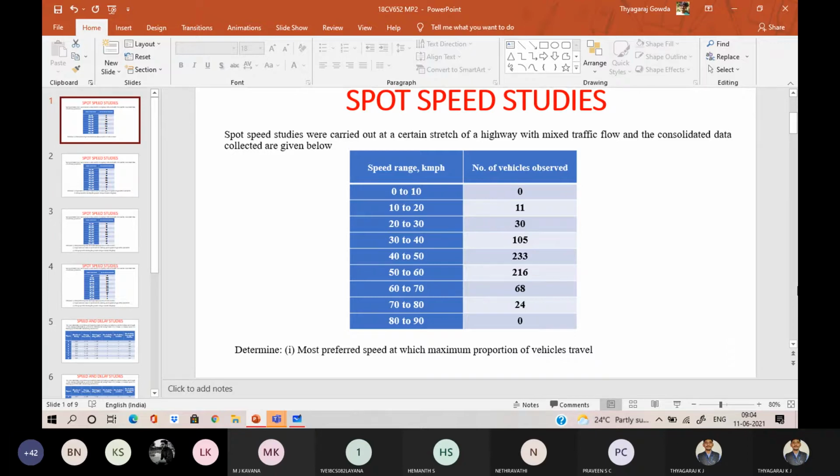They have given the speed range, that is 0 to 10 kmph, how many vehicles are moving, then 10 to 20 kmph, how many vehicles are moving, then 20 to 30 kmph, how many vehicles are moving. Likewise, they have given. In this, we are going to calculate the most preferred speed at which the maximum portion of vehicles travel, which is also called the modal speed. Define modal speed: the speed at which the maximum portion of vehicles will travel, that we are going to call the modal speed.